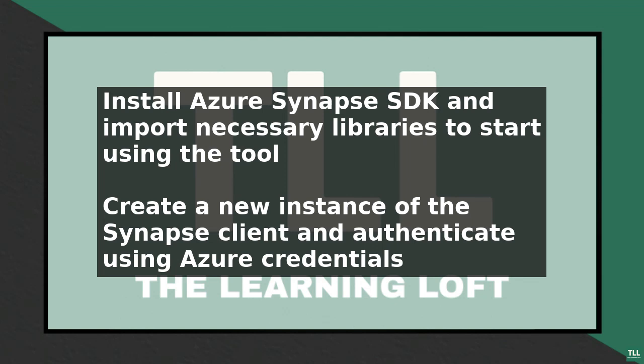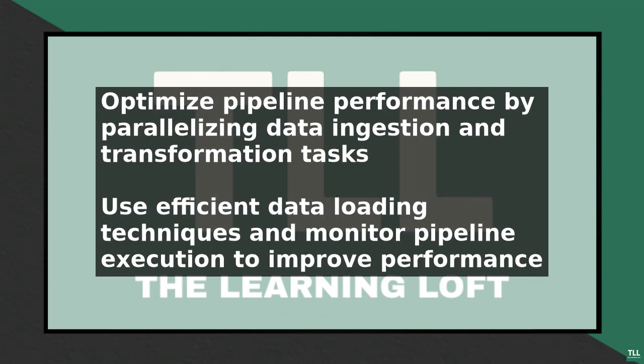One of the most important tips for using Azure Synapse SDK is to optimize your pipeline performance. This can be achieved by parallelizing data ingestion and transformation tasks, using efficient data loading techniques, and monitoring pipeline execution. You can also use Azure Synapse SDK to integrate with other Azure services, such as Azure Data Lake Storage and Azure Databricks, to extend the capabilities of your pipeline.